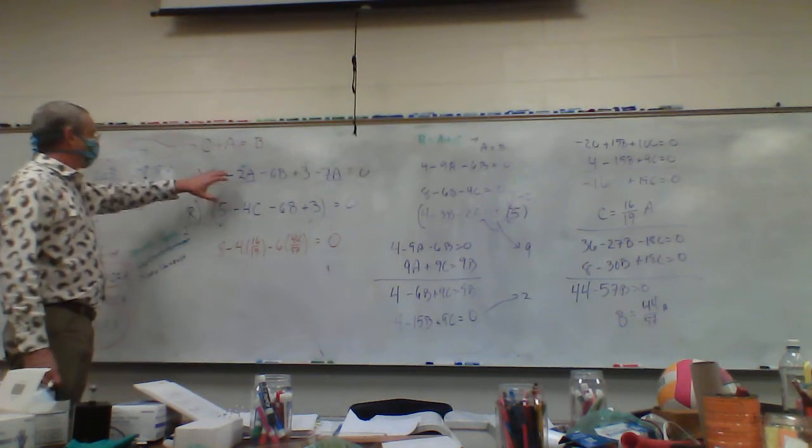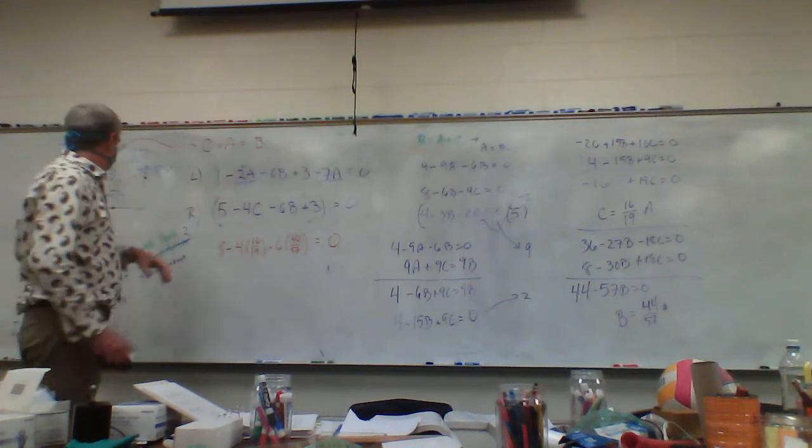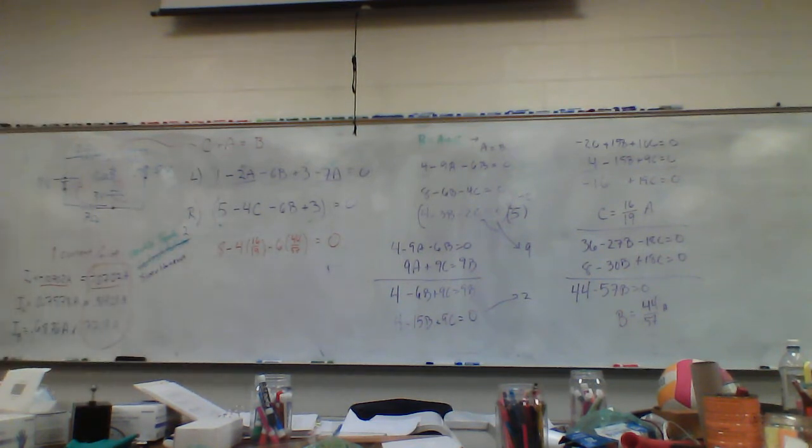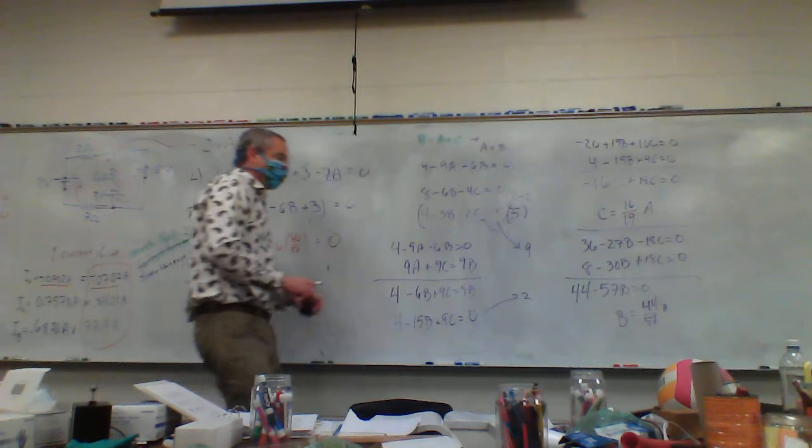All right, I want to keep these equations here, so I'm going to write them off to the side over here. We have B equals A plus C, and then 4 minus 9A minus 6B equals 0, and then 8 minus 6B minus 4C equals 0. A plus C equals B. All right, I think those are written correctly.